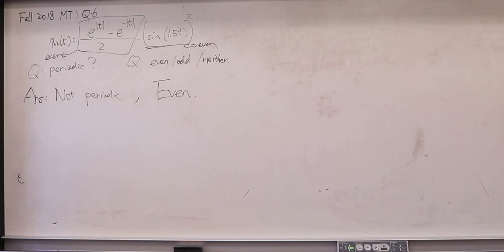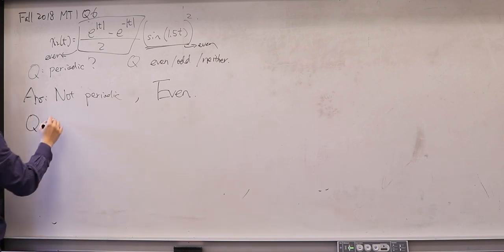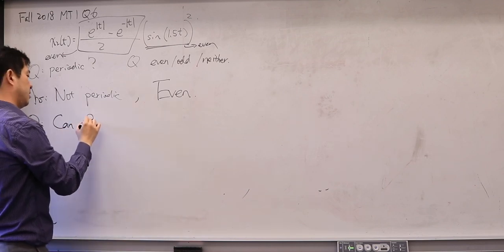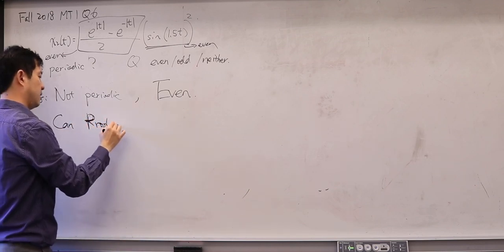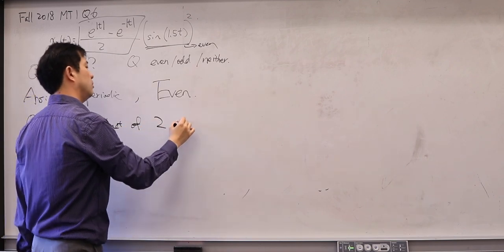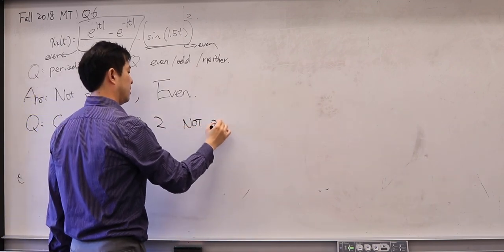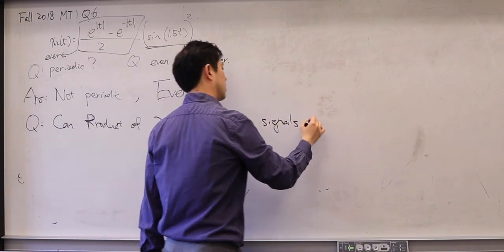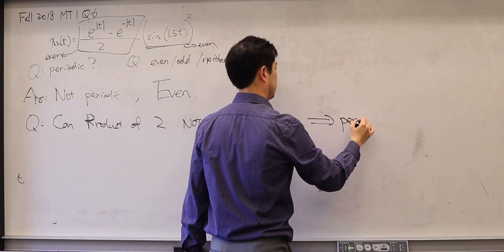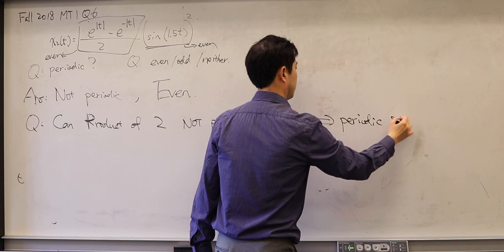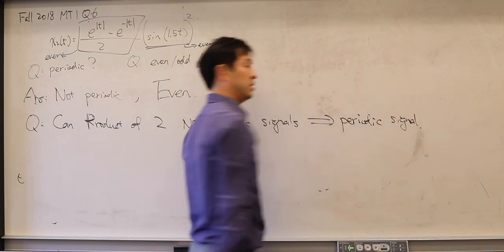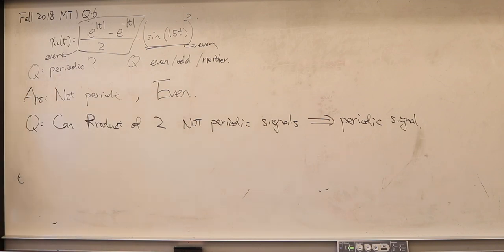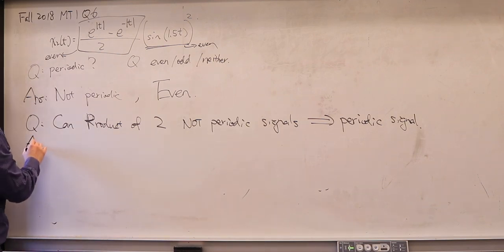Let's now answer Jonathan's question. The question is, can the product of two non-periodic signals give you a periodic signal? Is the question clear to everybody? I have two non-periodic signals. Can I have a periodic signal as the final product? The answer is yes.